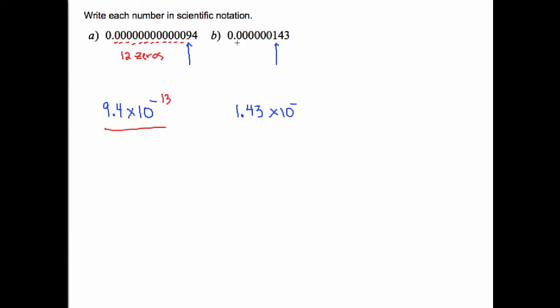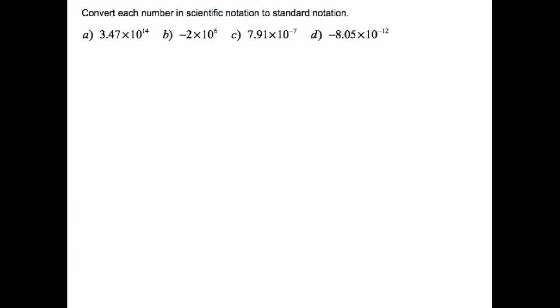We count the zeros. 1, 2, 3, 4, 5, 6. We have 6 zeros, but we need one more placeholder for the 1. So we have 1.43 times 10 to the negative 7. Thank you. Convert each number in scientific notation to standard notation.